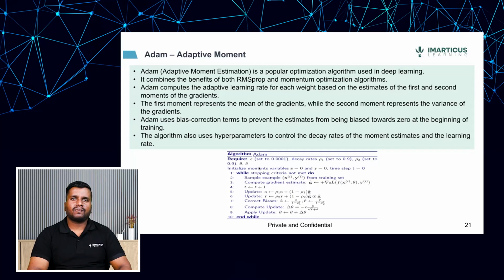Adam uses bias correction terms to prevent the estimates from being biased towards zero at the beginning of the training. So it uses a bias correction term to avoid bias in the data at the beginning of the training itself. The algorithm also uses hyperparameters to control the decay rates of the moment estimates and the learning rate.